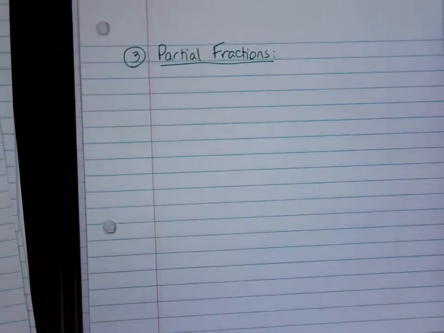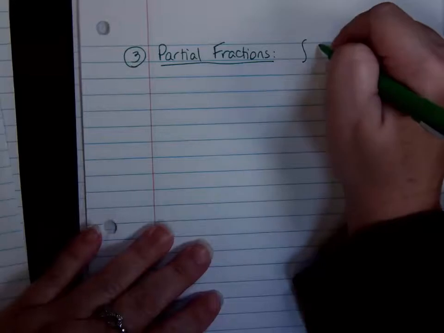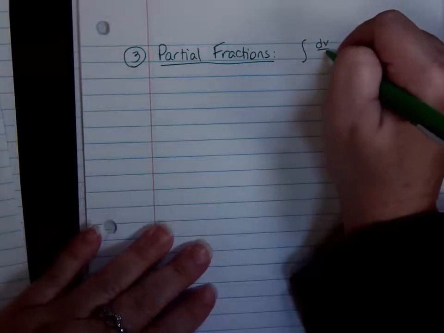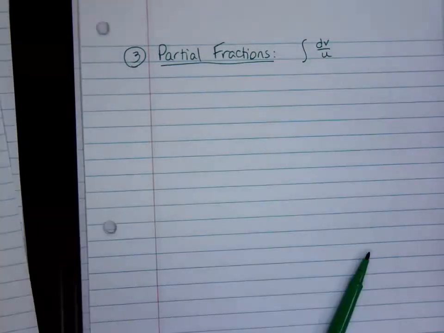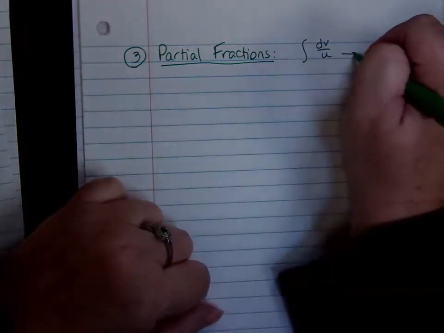Partial fractions. This is where you have a scenario of the integral of dv over u. I never really talked about it that way in the video, but it really is a dv over u. In other words, you have a denominator where the top is not its derivative, and it can't be made that. Also, I want to add that u is a polynomial.